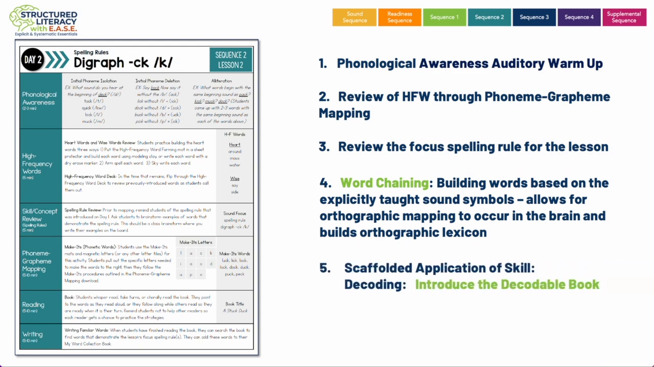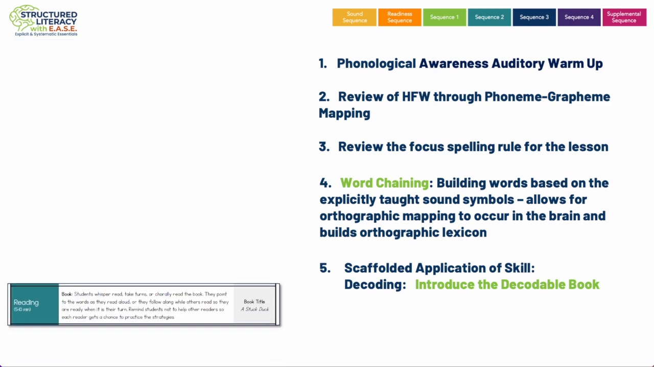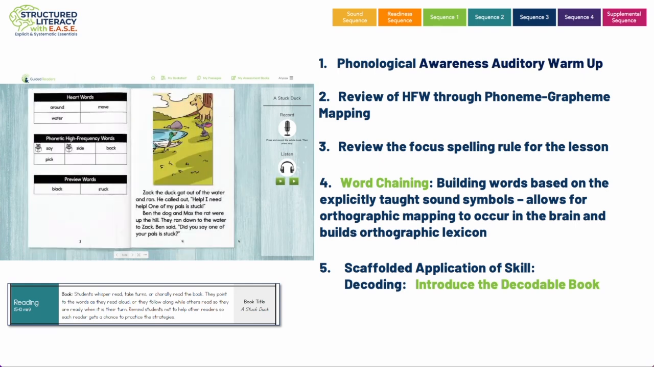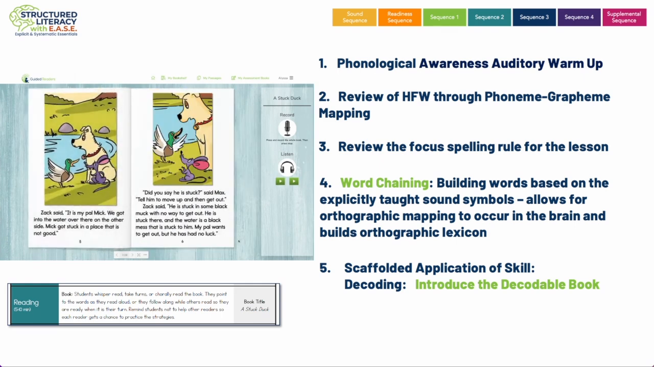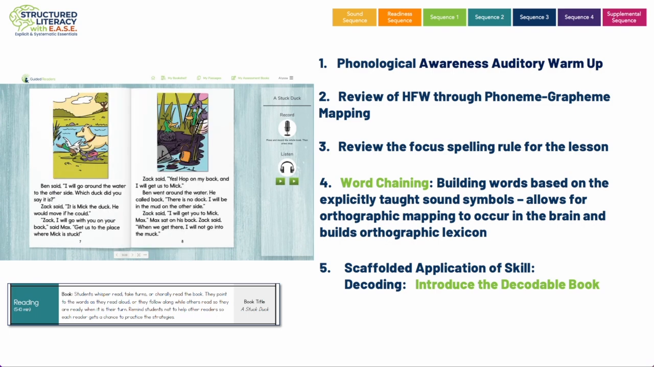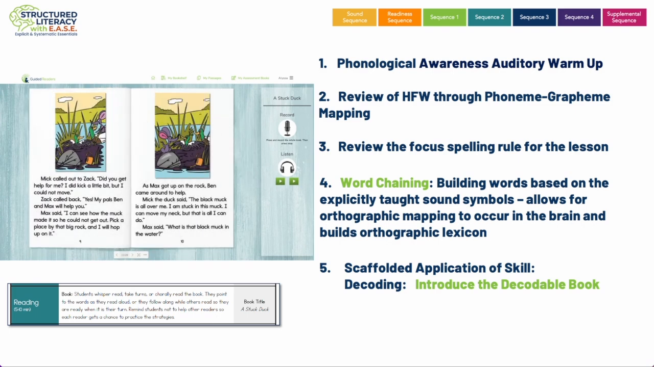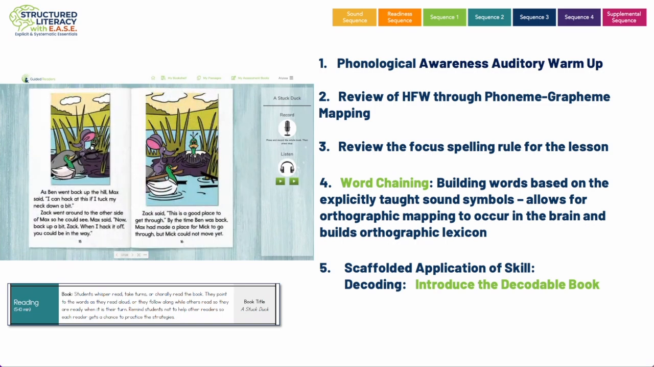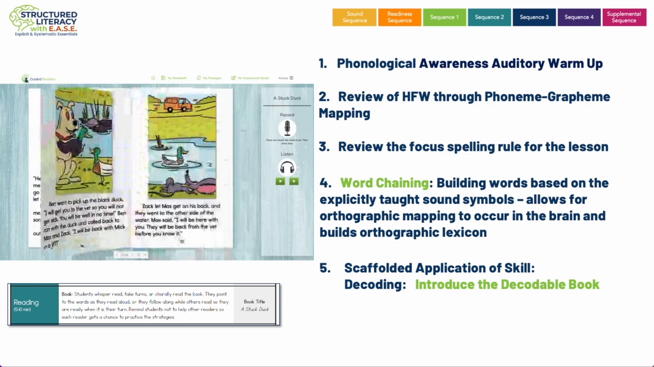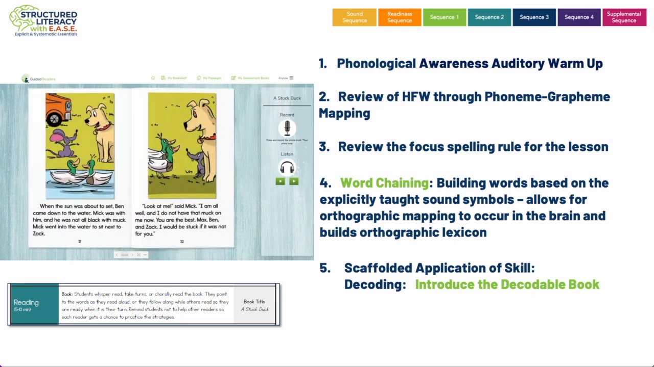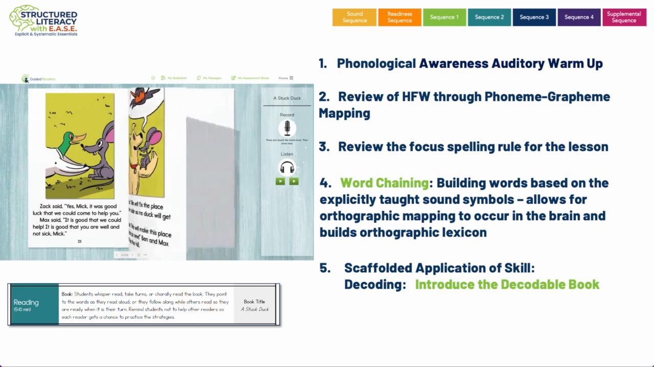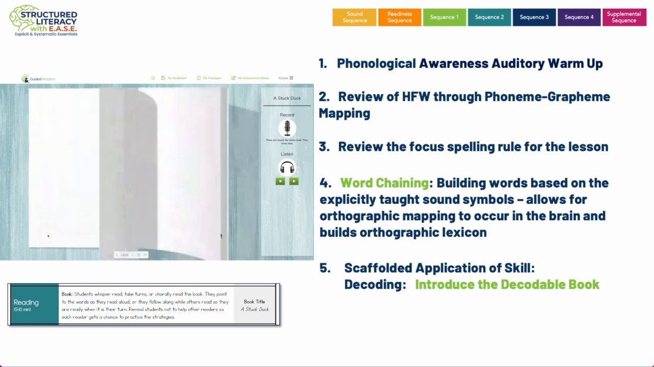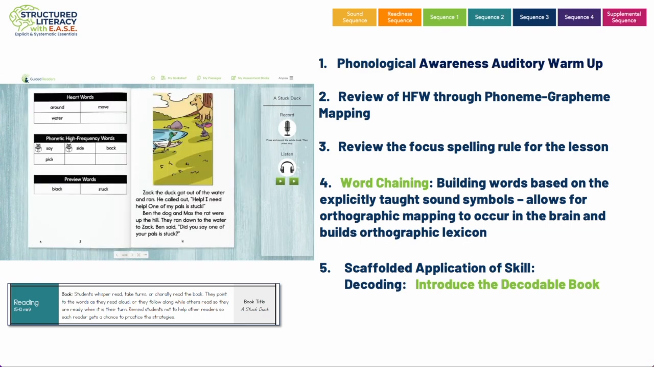And then again, we're going to that scaffolded application of the skill where we're focusing on decoding, utilizing our decodable book. So in this particular lesson, we were focusing on that CK digraph, and this book is called A Stuck Duck. So we're really focusing on bringing in that skill within our decodable book. But remember, all of our decodable books scaffold from one lesson to the next and spiral in skills. So everything the students have learned up to this point through the sound sequence and sequence 1, because this is a sequence 2 lesson, will be included in this book.